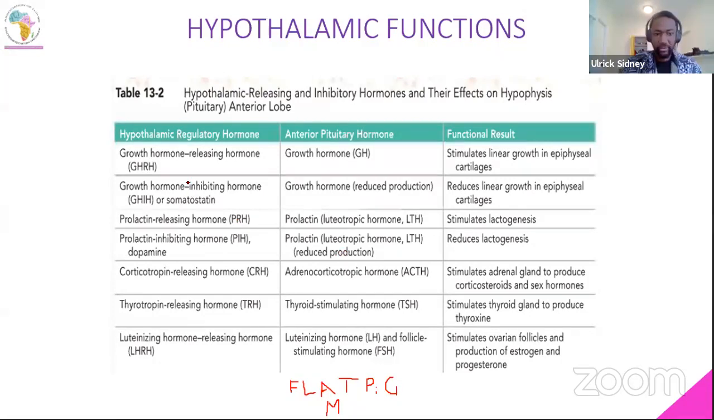And another name for the growth hormone inhibiting hormone is somatostatin. Since we're talking about endocrinology, it's interesting to understand how the hypothalamus does this. We always speak about the loops, feedback loops, which can be positive feedback loops or negative feedback loops.